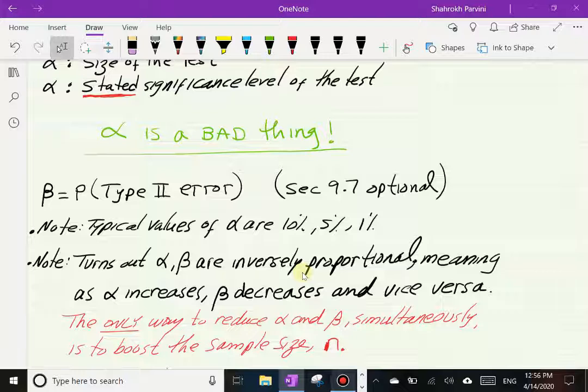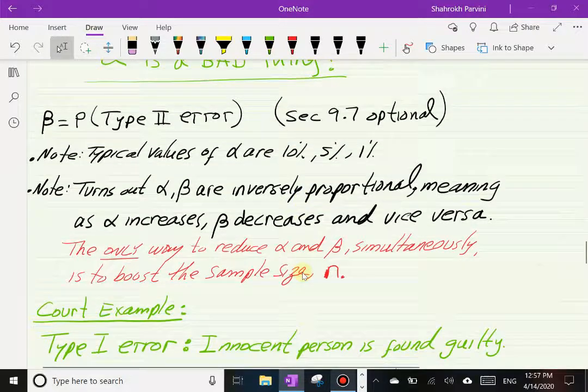And it turns out, because of the mathematical inverse relationship that exists between alpha and beta, the only way that we can objectively reduce both of these errors simultaneously, meaning at the same time, is to increase or boost our sample size. That's the only remedial action we can take.